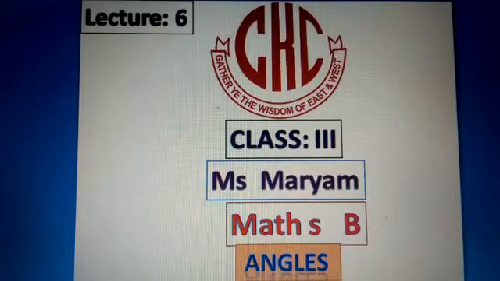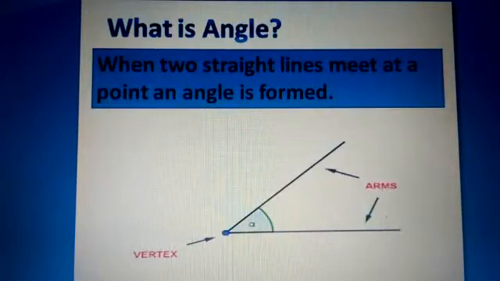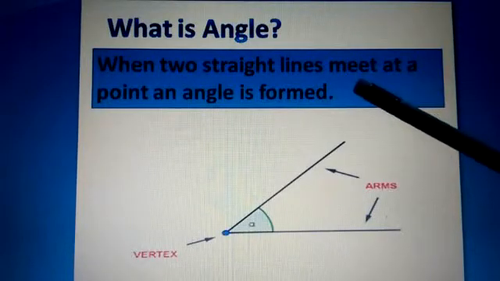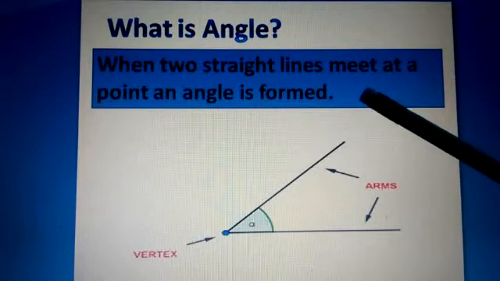In this lecture we will discuss angles and their types. First of all, we have to know the meaning of angle. So here is the definition of angle. When two straight lines meet at a point, an angle is formed.